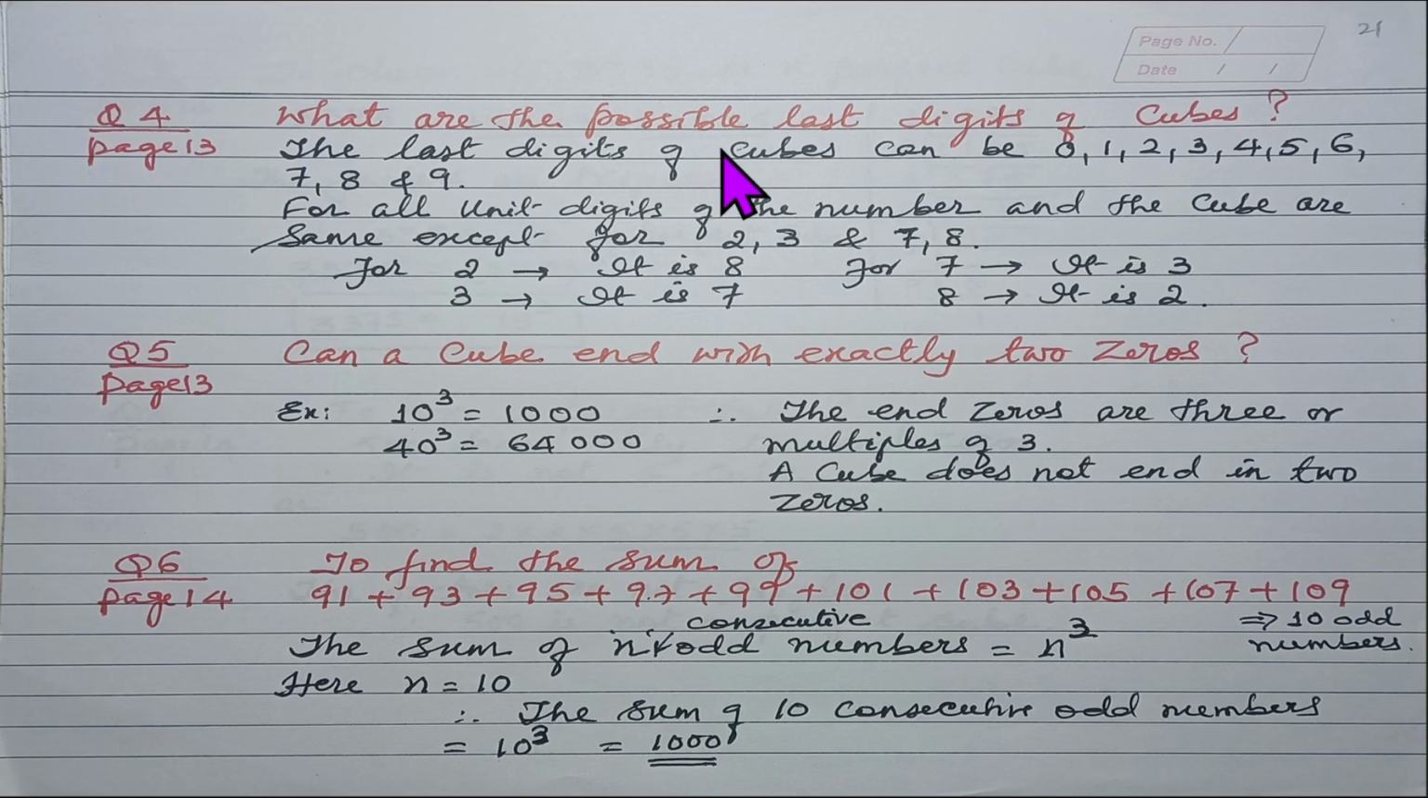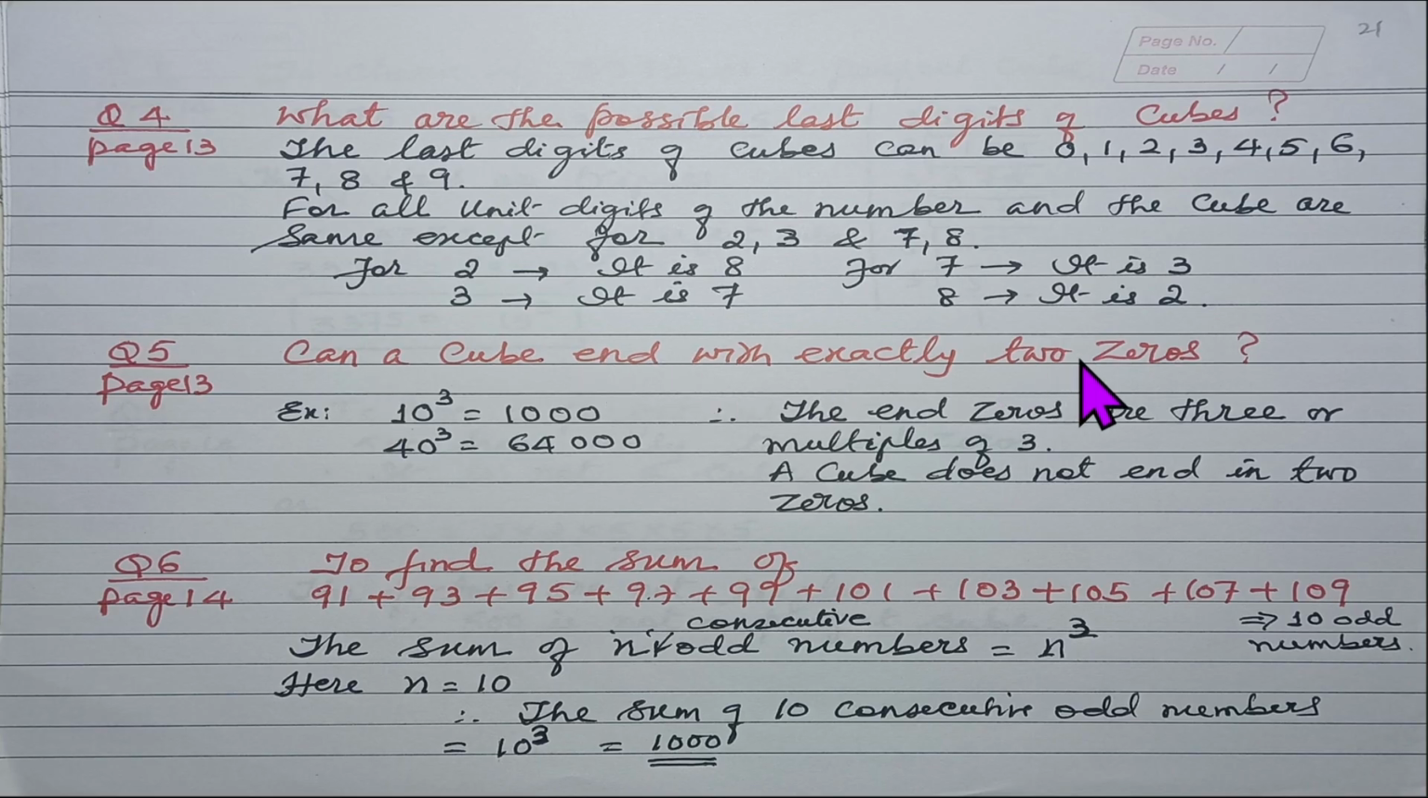Now, coming to the next question, question number 4, page number 13. What are the possible last digits of cubes? The last digits of cubes can be 0, 1, 2, 3, 4, 5, 6, 7, 8 and 9. For all unit digits of the number, the cubes have the same digits except for 2, 3, 7, 8. For 2 it is 8, for 3 it is 7, for 7 it is 3 and for 8 it is 2. This is a table which we have already discussed in the video of this particular topic.